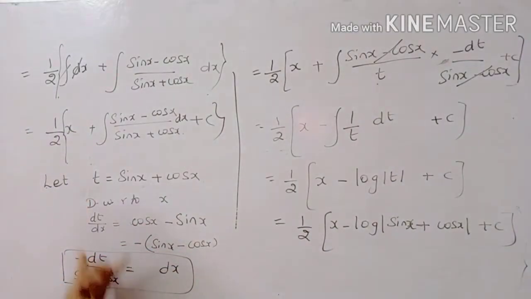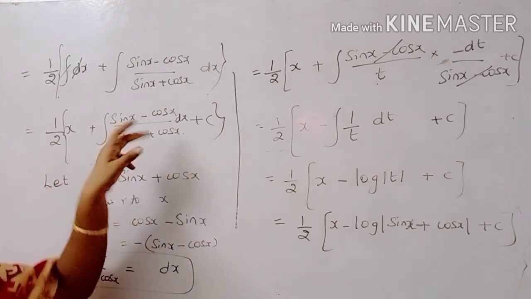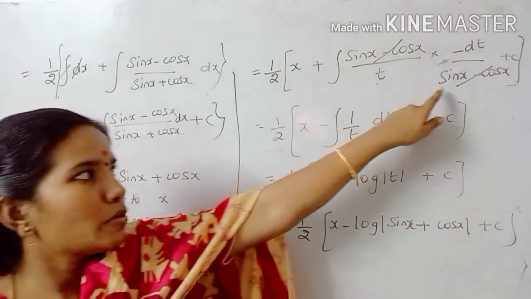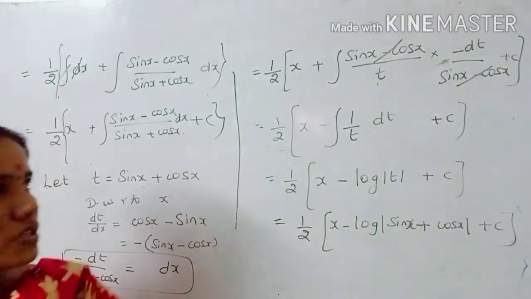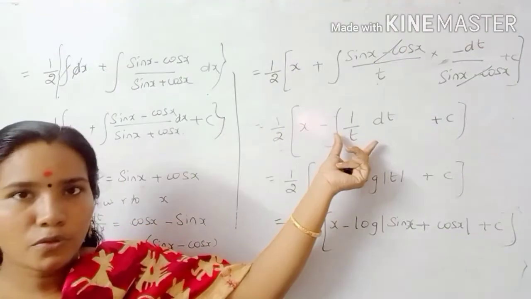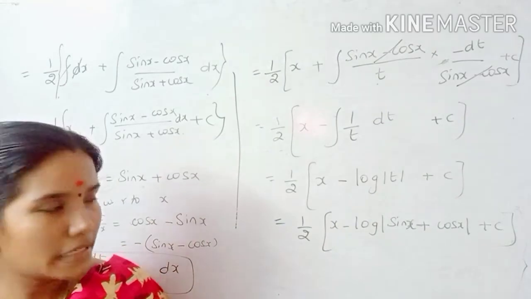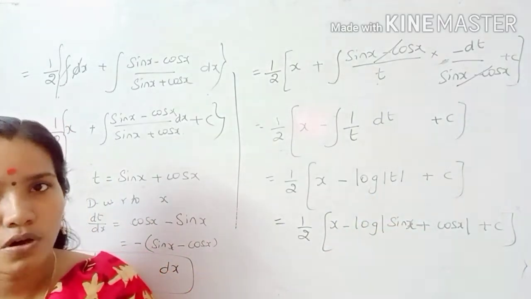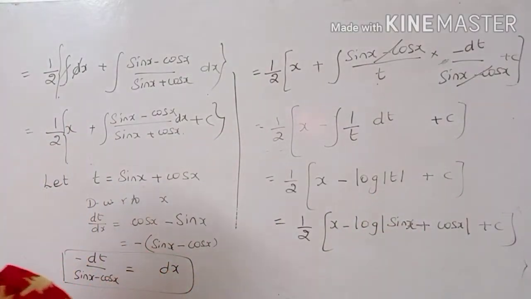So now we substitute this t value and dx value in the question. When we substitute, sin x minus cos x cancels, and only 1 by t will remain. Integrate 1 by t, we get log mod t. So the value of t is sin x plus cos x. So we substitute. So this is the answer.